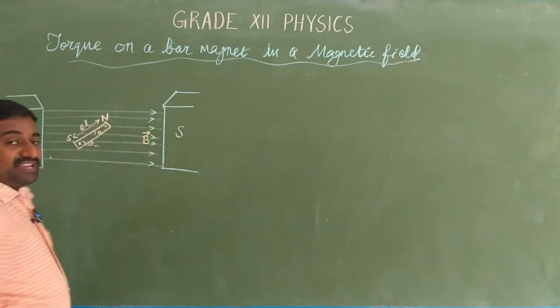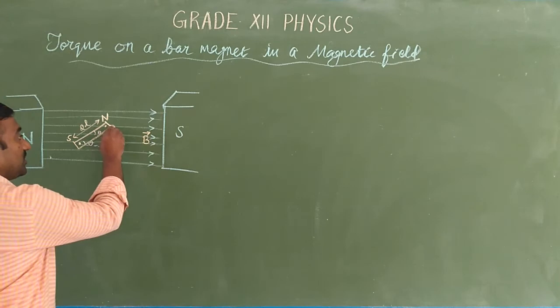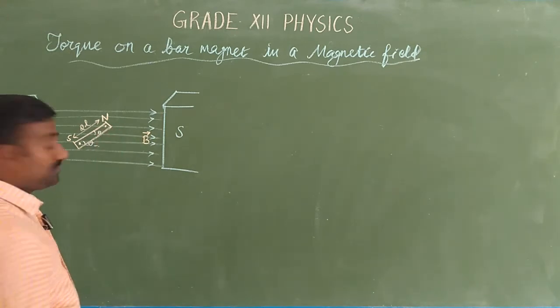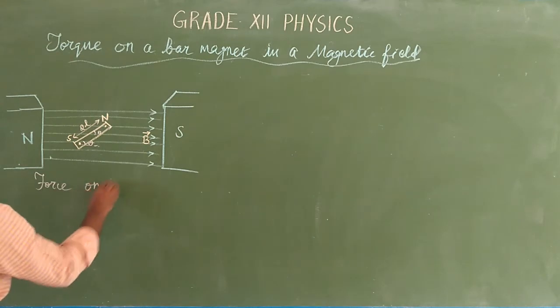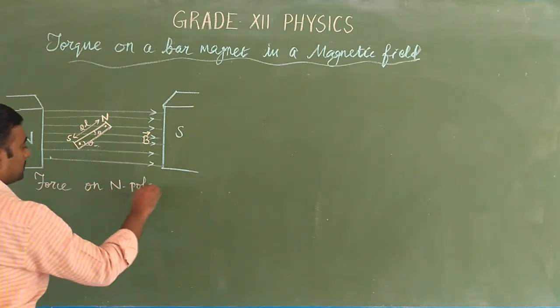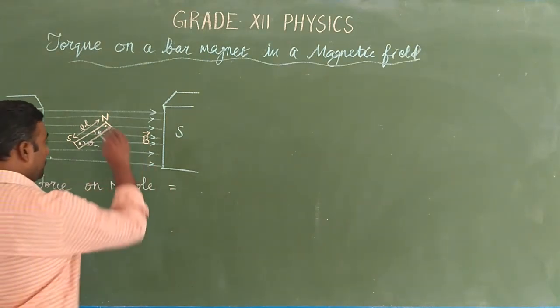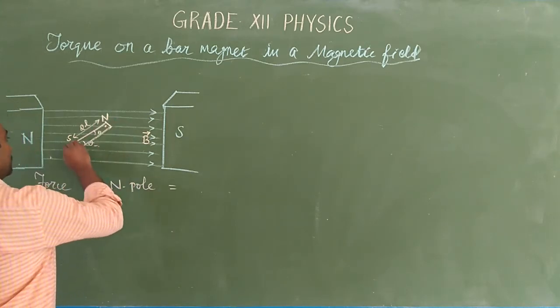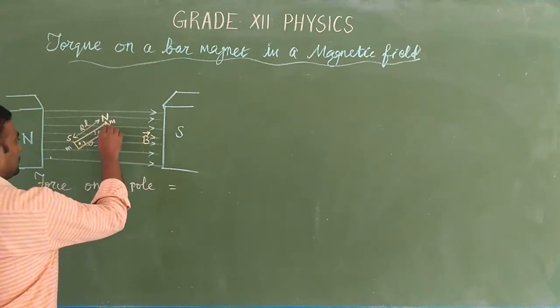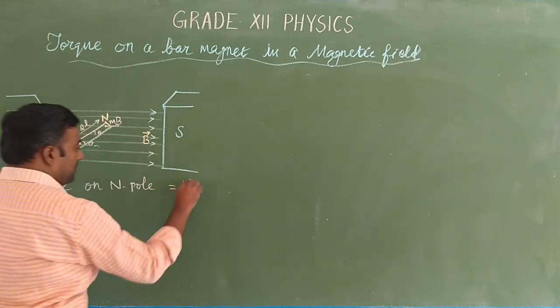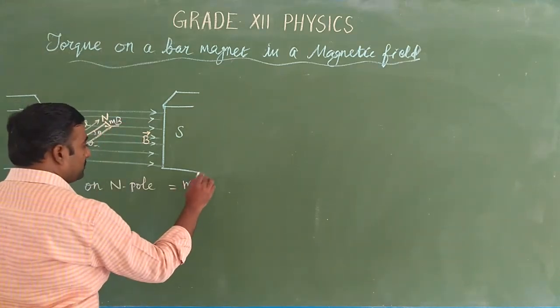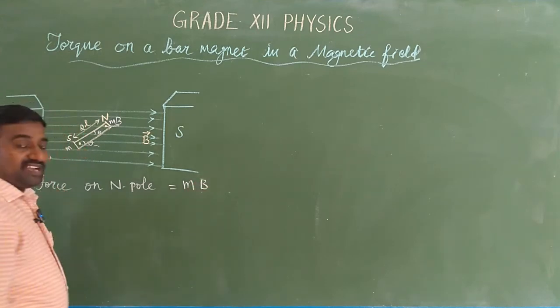Each pole experiences a force. So the north pole experiences a force. What is the force experienced by the north pole? The force on the north pole of the bar magnet is mB, where small m is the pole strength and B is the strength of the magnetic field.